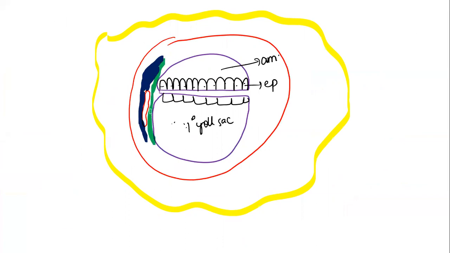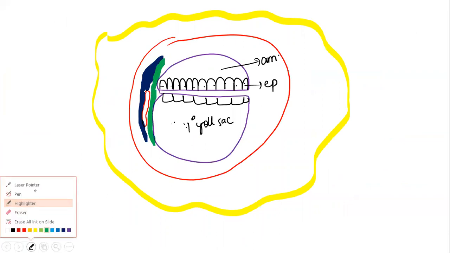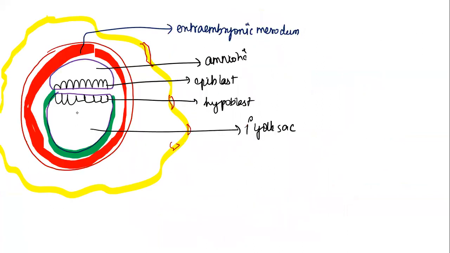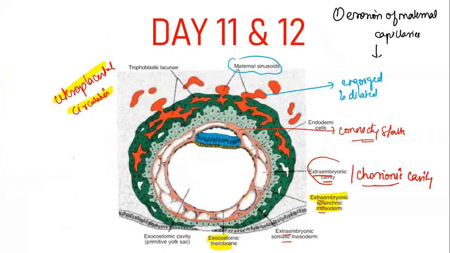So this green color one, which is in close association with the primitive yolk sac, is called the extraembryonic splanchnic mesoderm. And the one which is in close association with the cytotrophoblast is called the extraembryonic somatic mesoderm. If you look at this picture, this is the extraembryonic somatic mesoderm that is in close association with the cytotrophoblast, and this one is the extraembryonic splanchnic mesoderm that is going to line the primitive yolk sac.